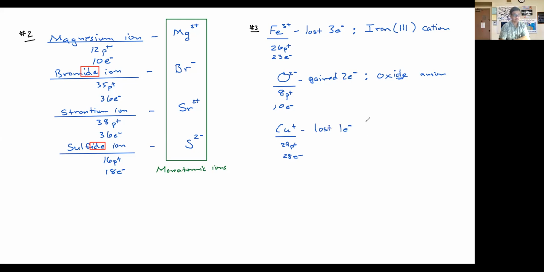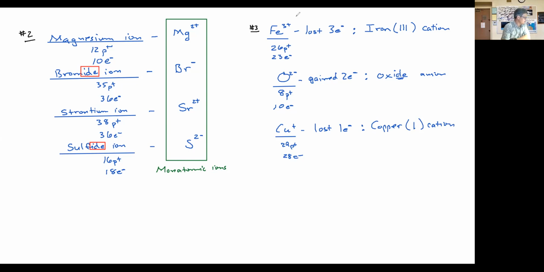Let's go ahead and name this one really quickly. This is a copper ion, a copper cation. But again, it's a transition metal. So in parentheses, we need to indicate in the Roman numeral, using our Stock system, what the charge is on that ion. Very good.